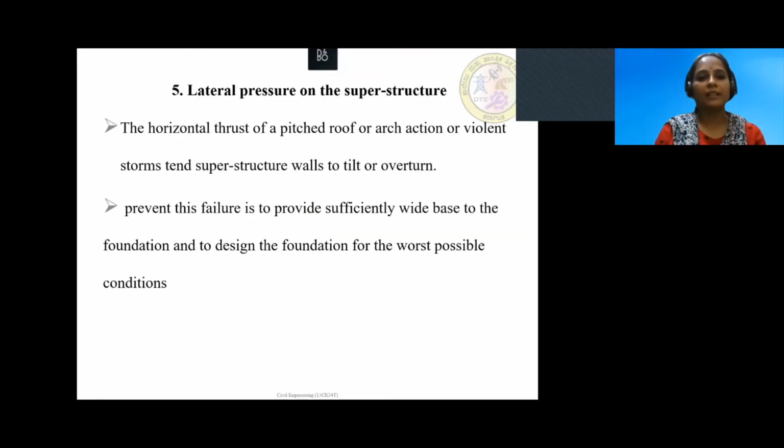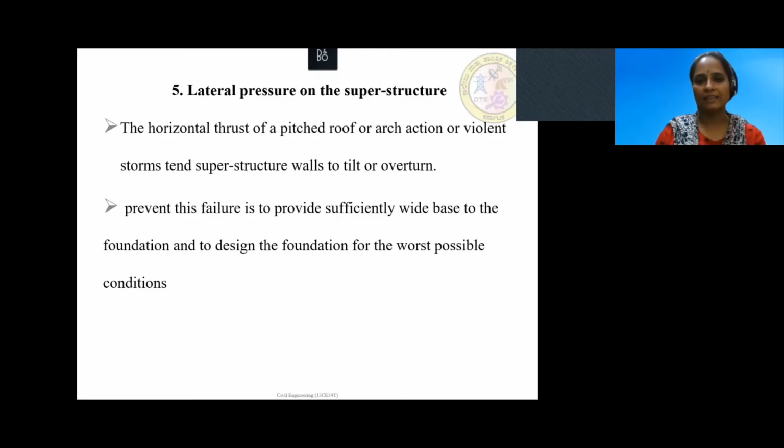Fifth one, the lateral pressure on the superstructure. So what is lateral pressure? First of all, the pressure which acts on the horizontal, at a right angle direction. So it acts in a right angle, horizontal way.